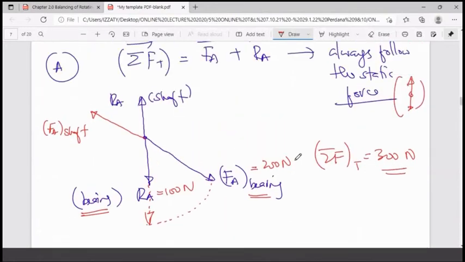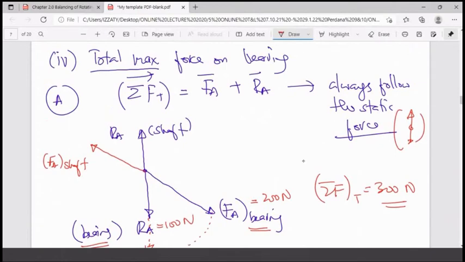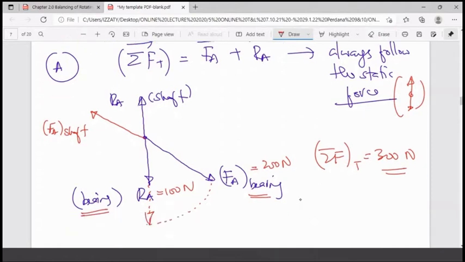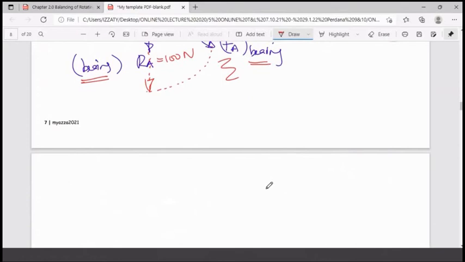Same thing for bearing B. Just remember, always follow static force. The static force must be on bearing. If the static force falls on the upper side, then you bring this one to the upper side. How this occurs, I will explain further when we have the example later on.